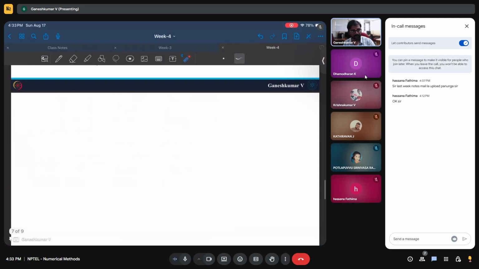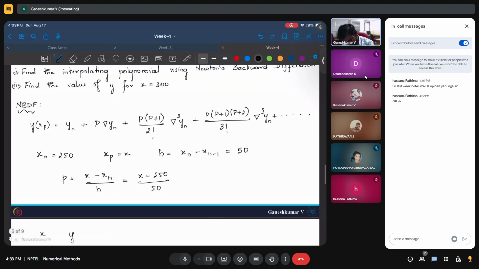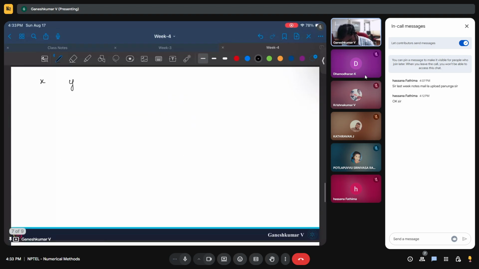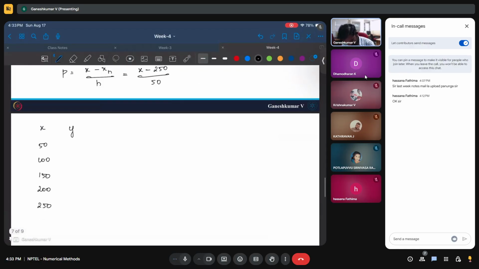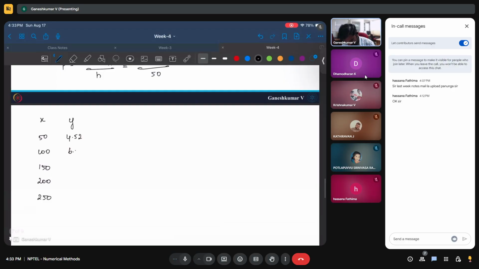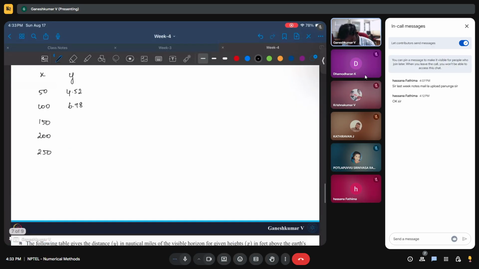For that we will write the backward difference table, and from there we can find out the answer. So x and y, what is x and y? x is 50, 100, 150, 200, 250, and y is 4.52, 6.78, 9.31, 12.45, which is what we found, and 16.54.